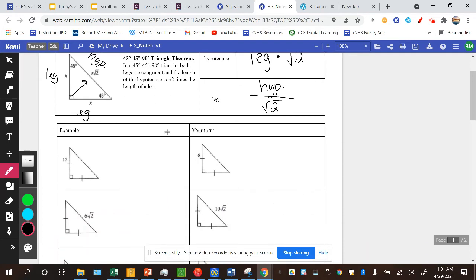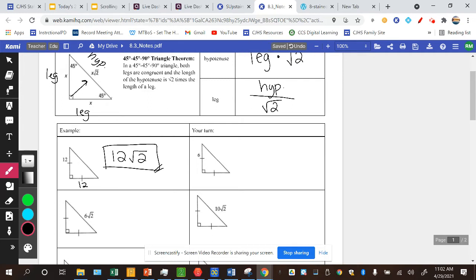I'm going to do one with you, and then you're going to do one on your own. We need to find all three lengths of the triangle. So the 12, is that a leg or is that a hypotenuse? A leg. So what's the other leg length? 12. Good. That's easy enough, right? And then how are we going to find that hypotenuse? Yeah, 12 times the square root of 2. Can I simplify this at all? No. Okay. This is my answer.